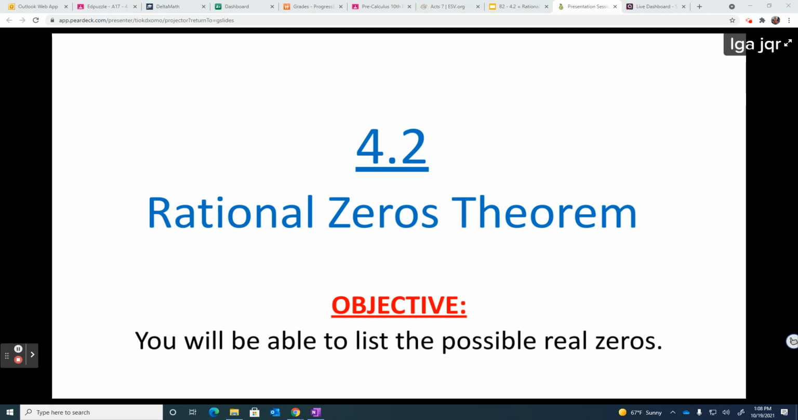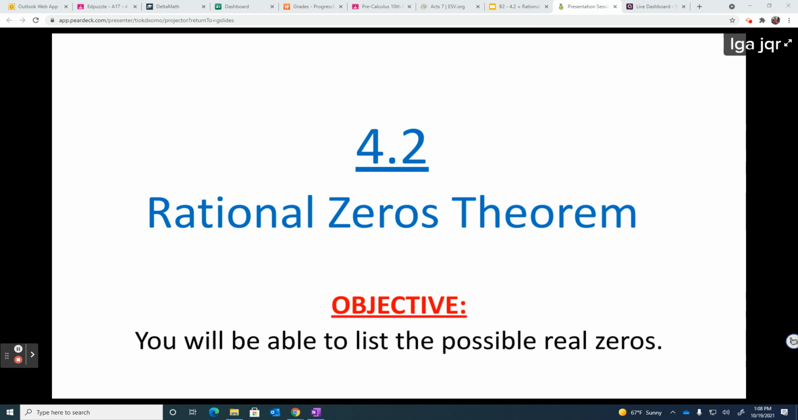Yesterday we talked about a theorem that told us how many zeros there are. And today we're going to make a list of all the possible zeros. So what could they be? And then we could theoretically put those two together and then actually find them. If we knew how many there are and what they could possibly be, then we could theoretically find them. So today we're going to make a list of all the possible zeros for a given function, all the real zeros.